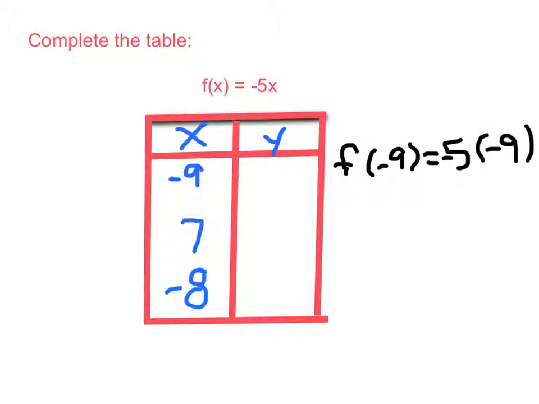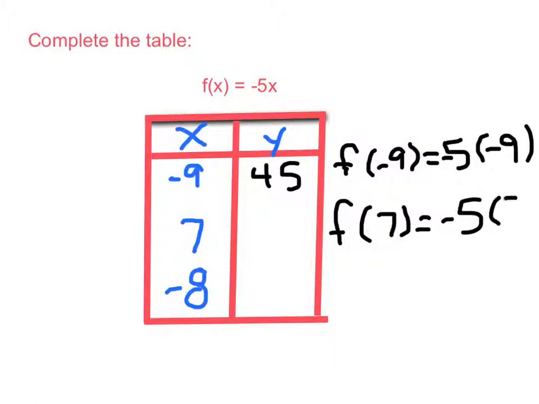Negative 5 times negative 9 is going to be a positive 45. So that's what you'll put in your table. Same thing for the next one. F of 7 equals negative 5 times 7, because we're just replacing that x in the equation with a 7. So our answer here would be negative 35.